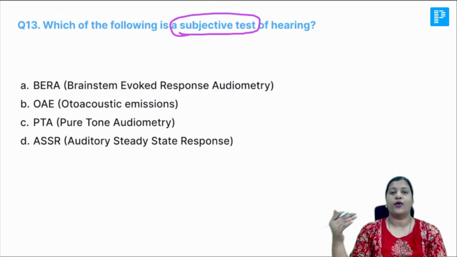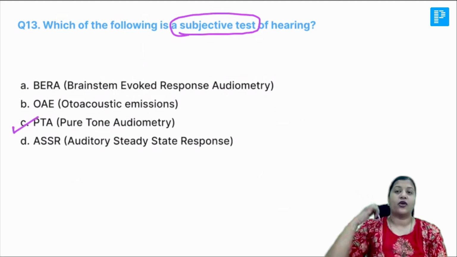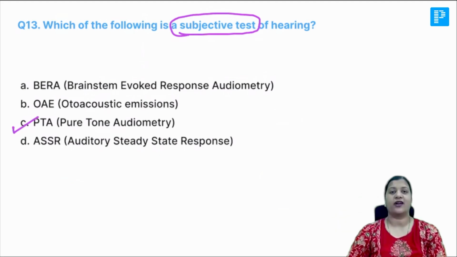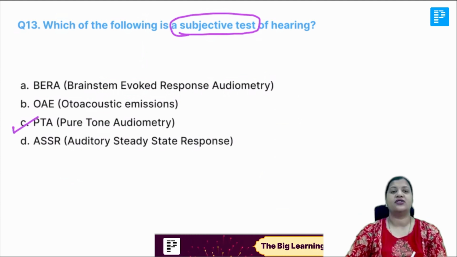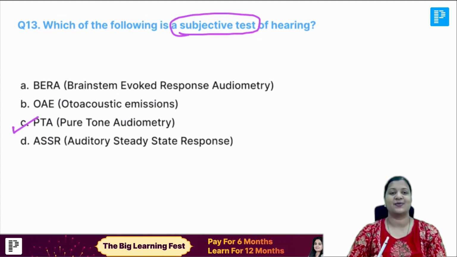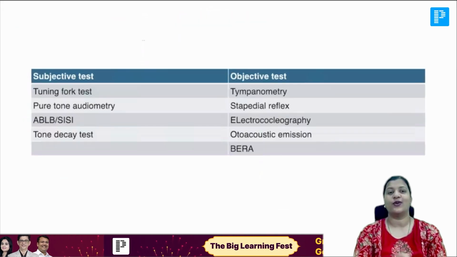So BERA, otoacoustic emission, auditory steady state response are all machine generated reports, so they are all objective tests. Pure tone audiometry, your Rinne, your Weber, absolute bone conduction test, where you're testing AC and BC and the bone vibrations, where the patient himself is giving the response, that is going to be called your subjective test, which is your pure tone audiometry.